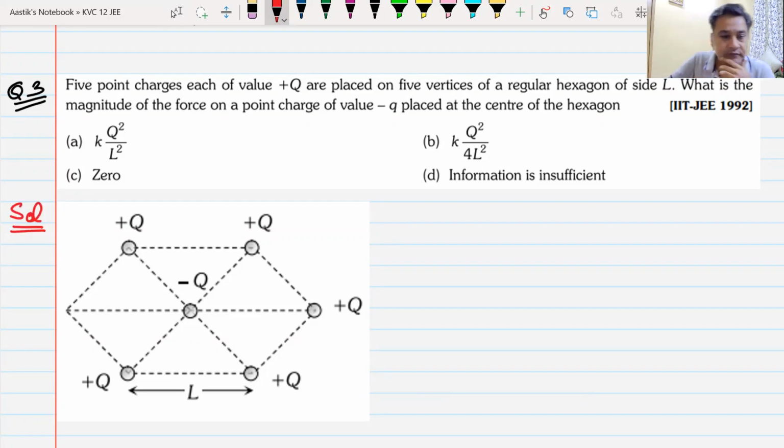And what is the answer? They could ask you force on a charge. They could also ask you the value of electric field, because both the questions are exactly similar. Yes, what is the answer? No one knows the answer.